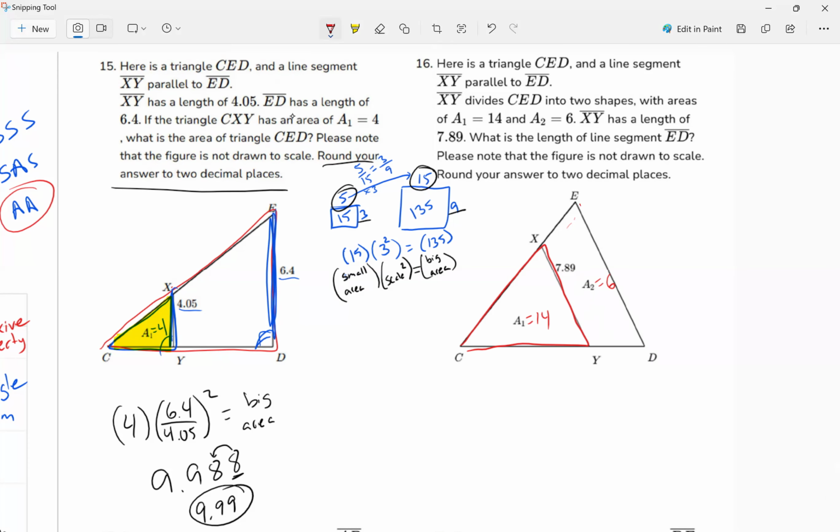I need to solve for this side. I don't know how big it is, so I'm going to call it a letter. I'm going to call it X. Please note that the figure is not drawn to scale. Round your answer to 2 decimal places. Okay.